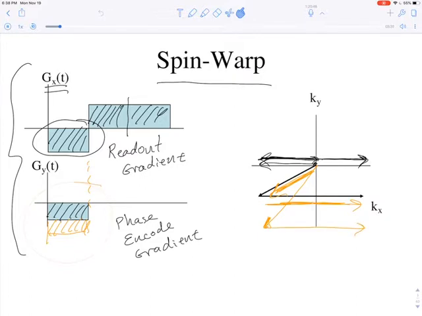We're going to basically be changing the size of this gradient on every shot, and that's going to move us to a different starting location, and then we just zoom across K-space. So that's the basic idea behind spin warp.